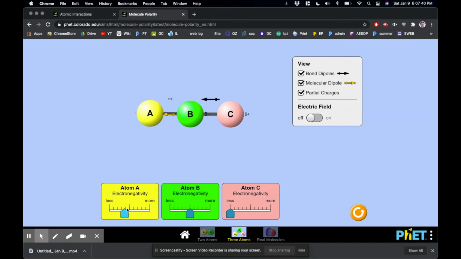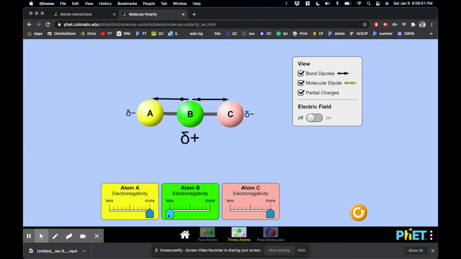Well, what if I do the opposite? What if I make that one on this side really, really electronegative, and I make this one over here really, really electronegative? Well, in this situation, now I have negatively charged things on the outside, but a positively charged thing right here in the middle.